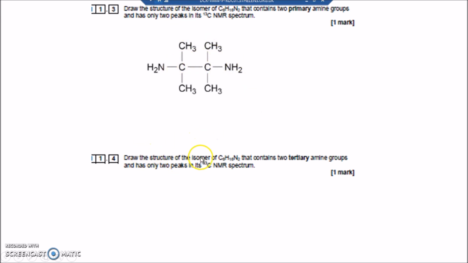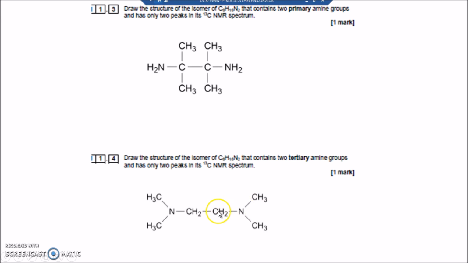Draw the structure of the isomer of C6H10N2 that contains 2 tertiary amine groups. Now, a tertiary amine group has a nitrogen bonded to 3 carbons and only 2 peaks in its carbon-13 NMR spectrum. So again, it's quite small, and it's going to be symmetrical. By a little bit of trial and error, you should be able to work out it looks a little bit like this. A nitrogen with 3 carbons around it, 2 methyl groups, another carbon, 2 methyl groups, another carbon, and then the 2 carbons bond.